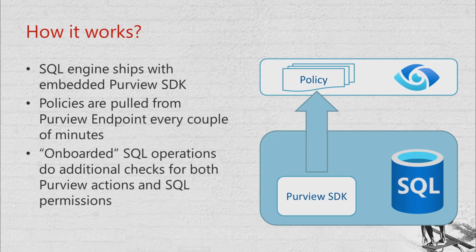We've seen that some policies were applied on SQL Engine, but how does it work? With SQL Server 2022, SQL Engine has an embedded Purview SDK. That Purview SDK is in charge of pulling policies from the Purview site where they are published every couple of minutes. Also, for onboarded permission operations like reading data or performance-related system views or security-related system views that we've seen in previous examples, you can see that permission checks for both local permissions and the permissions coming from the external data source, Purview, are both checked.